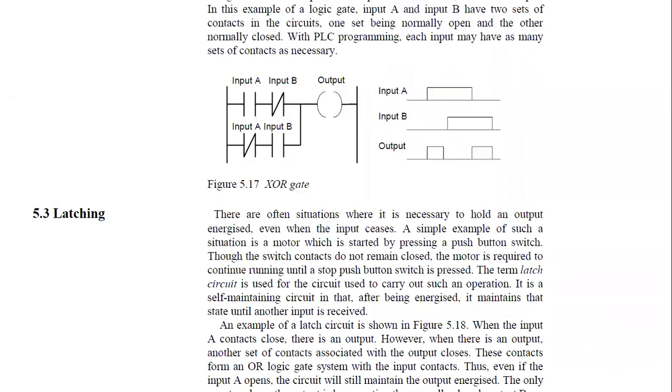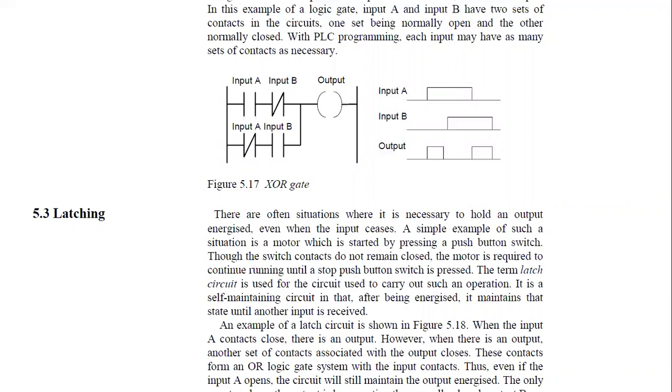There are often situations when it is necessary to hold an output energized even when the input ceases. A simple example of such a situation is a motor. This is when you're talking about latching. We are done now with the exclusive OR logic function. So talking of the latching, we are saying there is often a situation whereby you need to activate an input, and then that input ceases to be on.